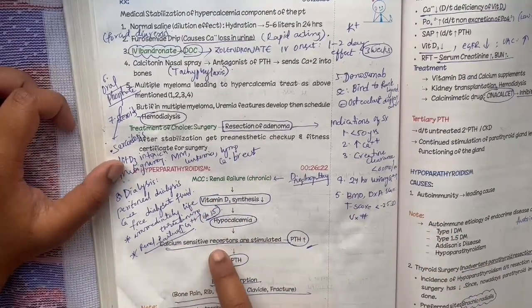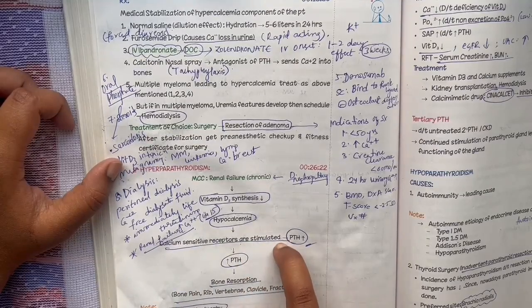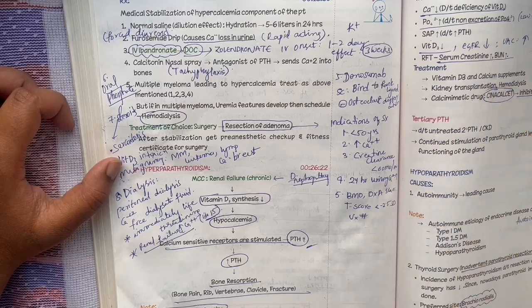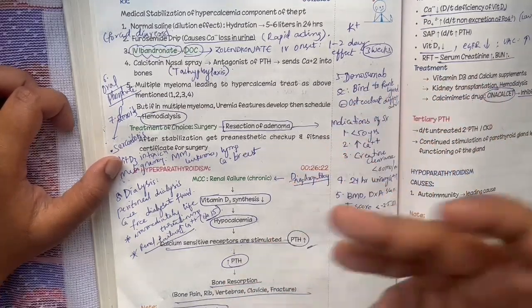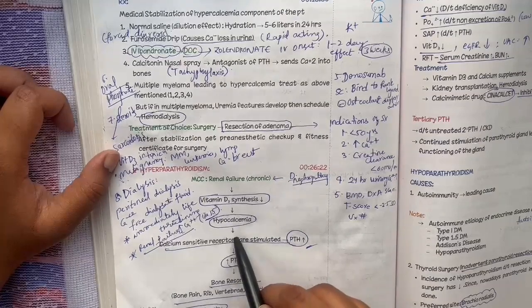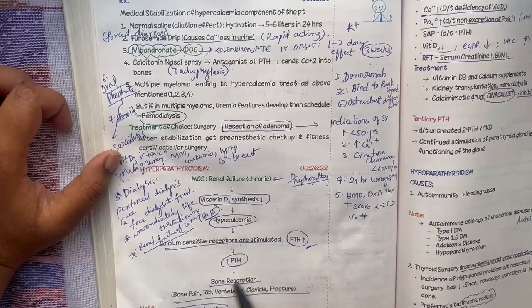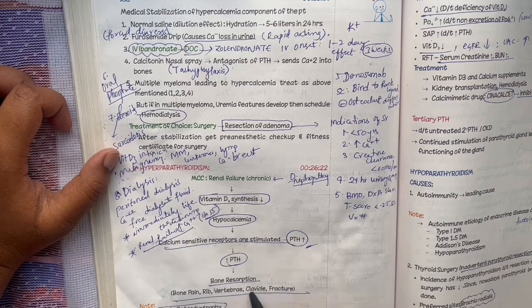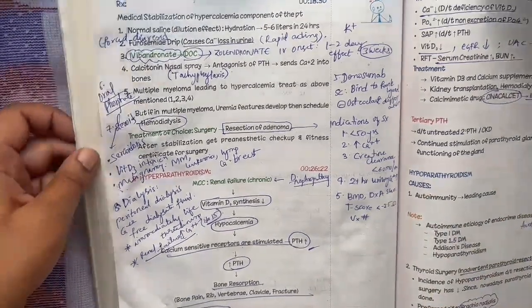So, calcium sensitive receptors are stimulated. So, the body is needing calcium. So, it activates the PTH. It asks PTH, oh PTH, I want calcium, please increase. So, there will be increased PTH. What will PTH do? It will cause bone resorption. So, it will cause bone pain, and ribs, vertebrae, or everything will become weak.